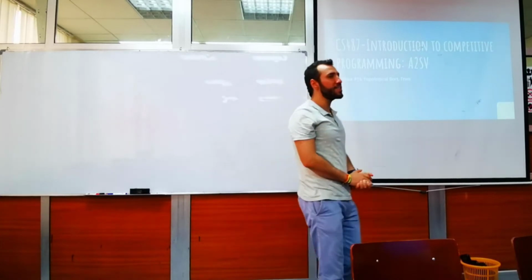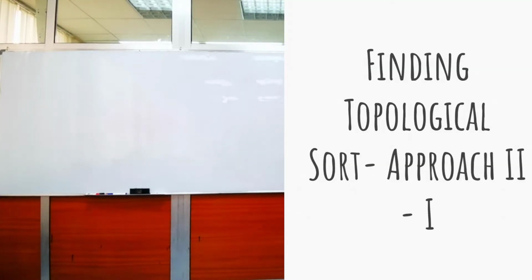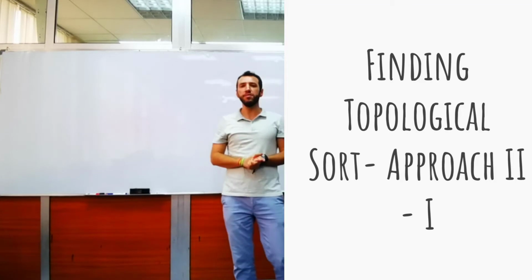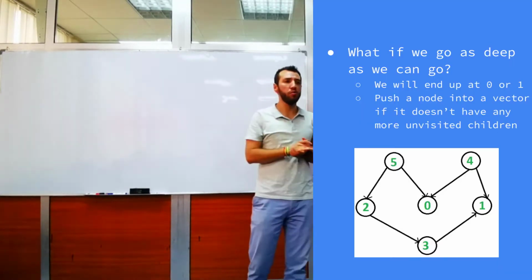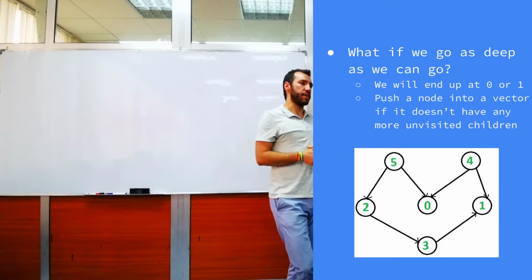So, welcome to our 16th lecture, and today we will be covering topological sort and tries. So, let's start with topological sort. Topological sort is a specific order of nodes in a given directed acyclic graph.